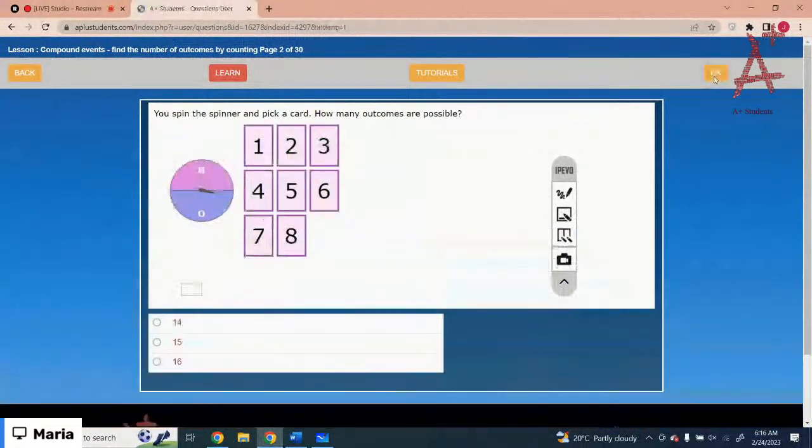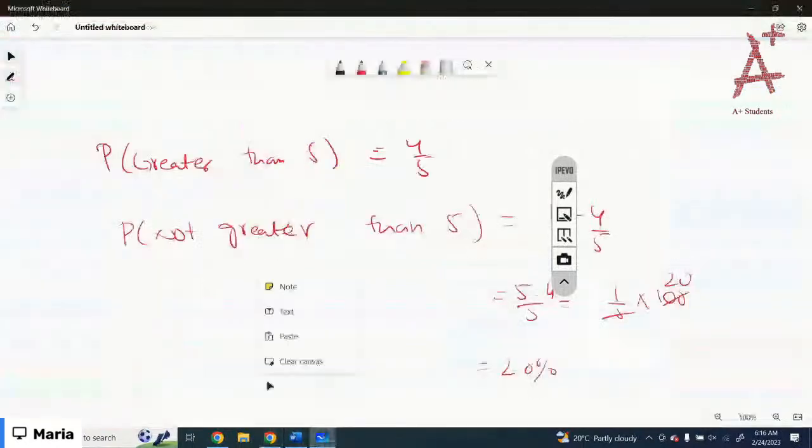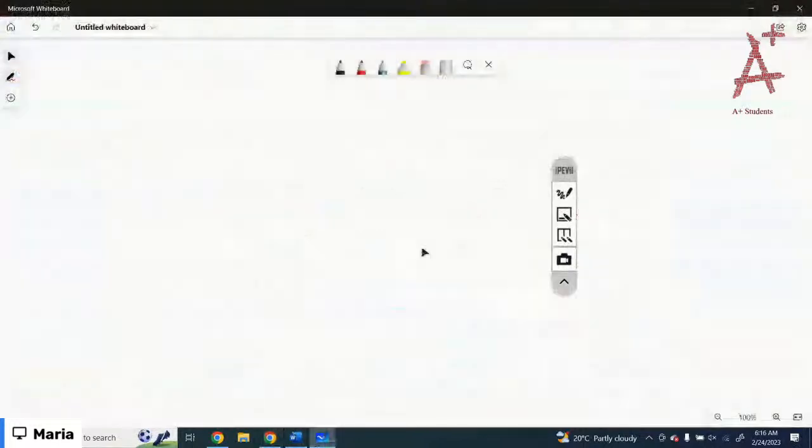Okay, you spin the spinner, pick a card. On the spinner you have 2 letters N and O, and the numbers on the cards are 1, 2, 3 till 8. So when you spin the spinner, it ends on N. You have the 8 options: 1, 2, 3, 4, 5. Like you can select any number 1 to 8. Got it? You have 8 outcomes. You can select any outcome.